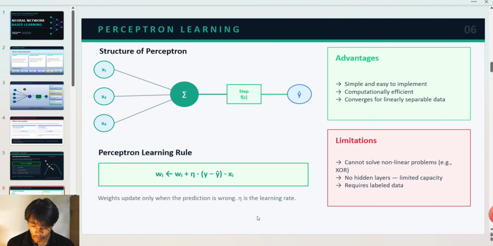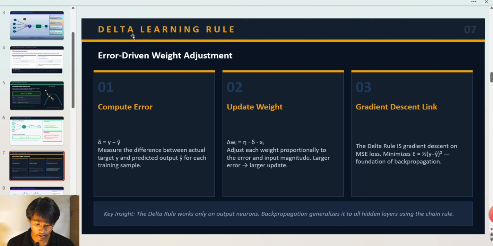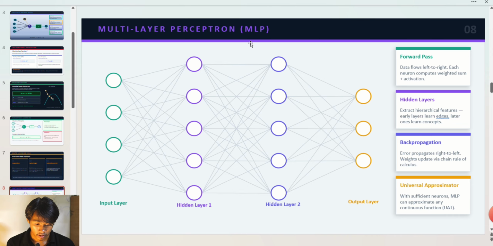Now we are moving to the next part called delta learning rule. The delta rule improves the perceptron learning process. First, it calculates the error by subtracting the predicted output from the actual output. Then it updates the weight according to that error. The larger the error, the larger the weight adjustment. This rule is important because it forms the basis of gradient descent and backpropagation.